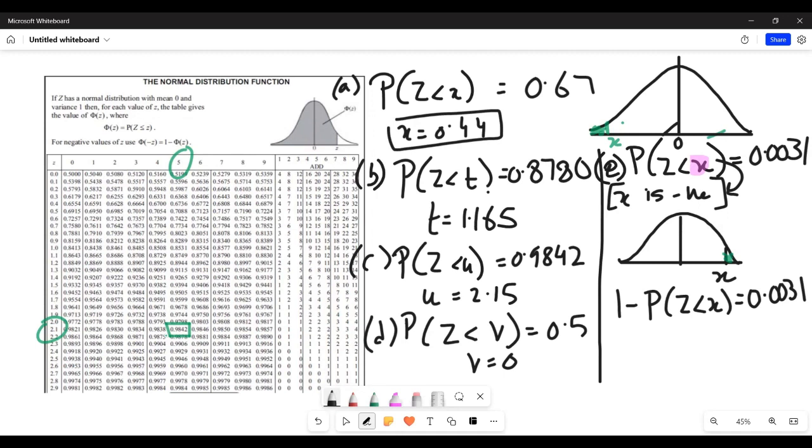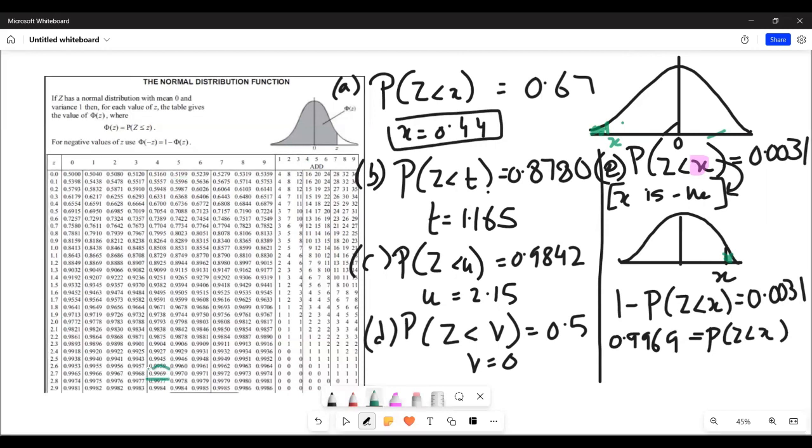Now make probability Z is less than x the subject. So 1 minus 0.0031 is 0.9969. Now you're going to use the table to find this probability. I mean, to find the value that gives this probability. So where do we have 0.9969 or something very close to this? 0.9969 is exactly here. So that is 2.74.